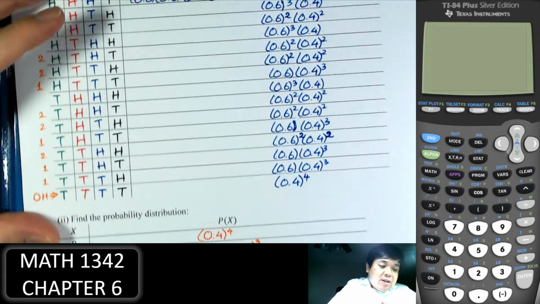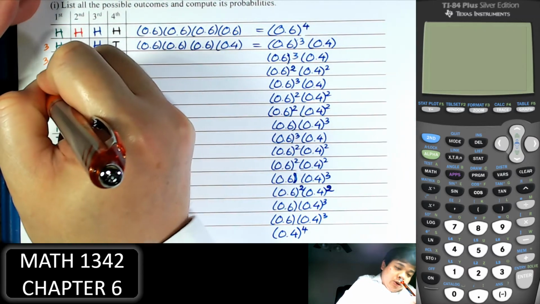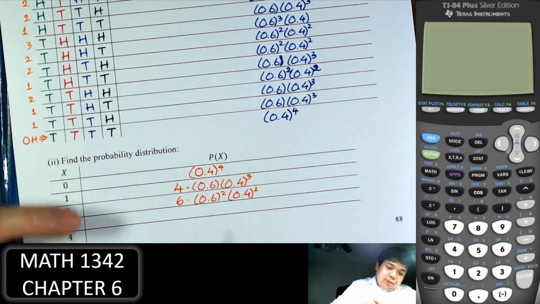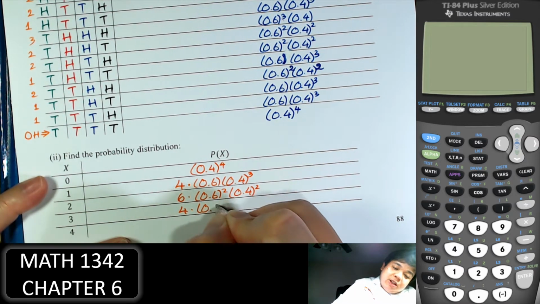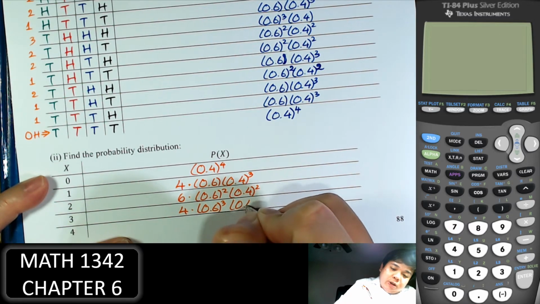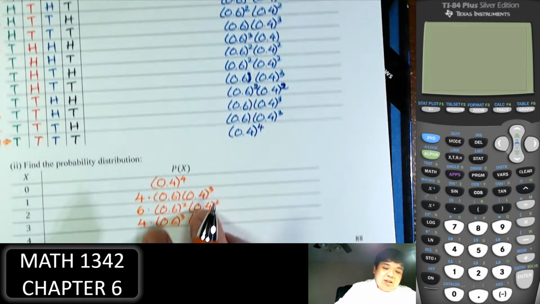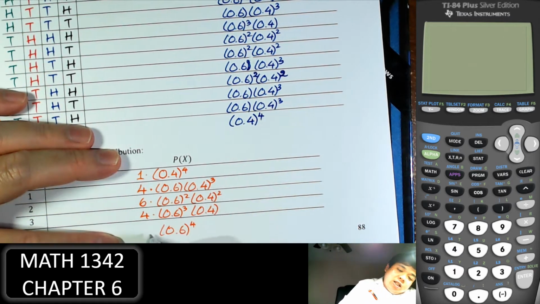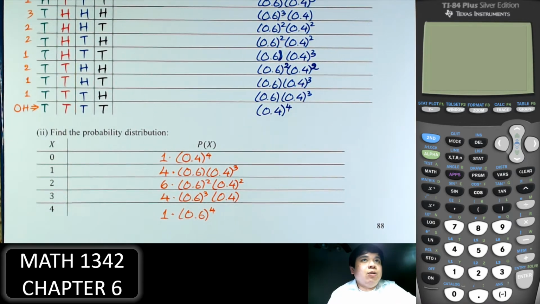And now 3 heads. We count 1, 2, 3, 4, so 4 times, and to get 3 heads the probability is 0.6 cubed times 0.4. And finally, there's only one case with 4 heads, only one chance here. So that's what we have.